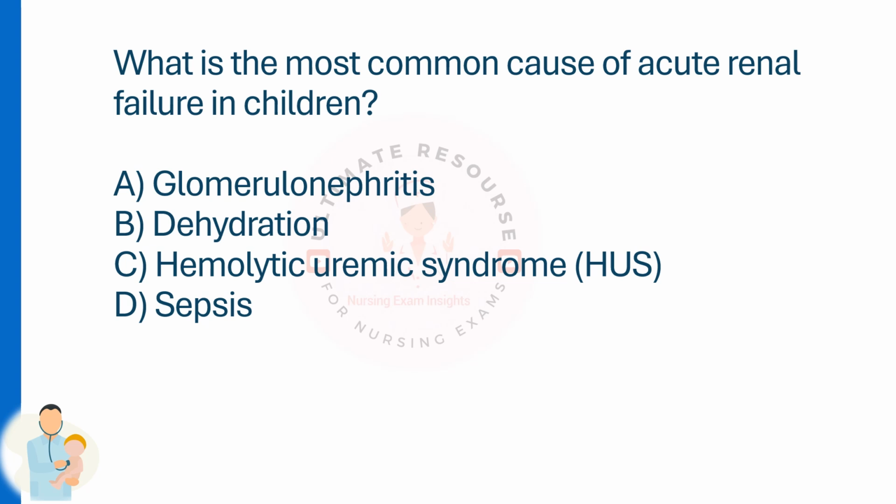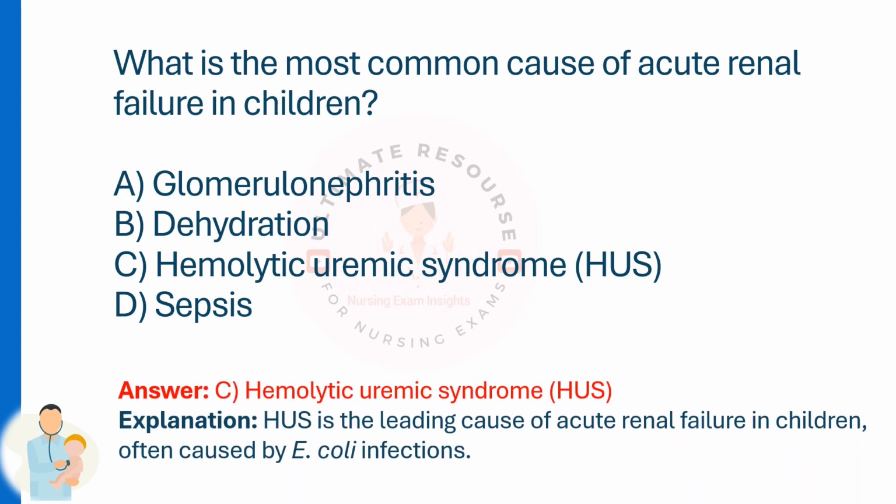What is the most common cause of acute renal failure in children? Options are A. Glomerulonephritis, B. Dehydration, C. Hemolytic uremic syndrome, D. Sepsis. The answer is C. Hemolytic uremic syndrome. HUS is the leading cause of acute renal failure in children, which is often caused by E. coli infections.